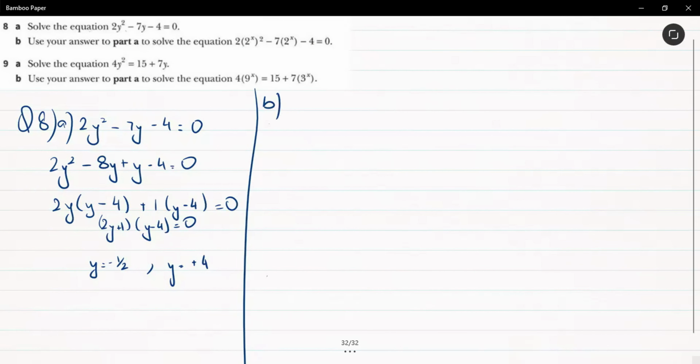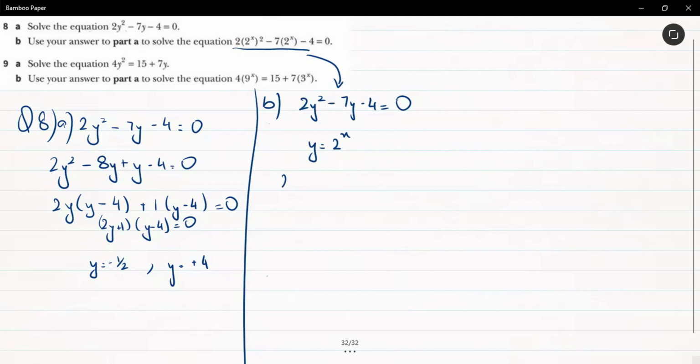Okay, for part B, what they have told us is 2y squared minus 7y minus 4. So this was the answer for the last part. However, if you see here, we have got the same equation, and just instead of the y values, they have replaced 2 raised to the power x. So we can say that y is equal to 2 raised to the power x. So that's really simple, no big deal. What we are going to do is utilize our previous answers for this one.